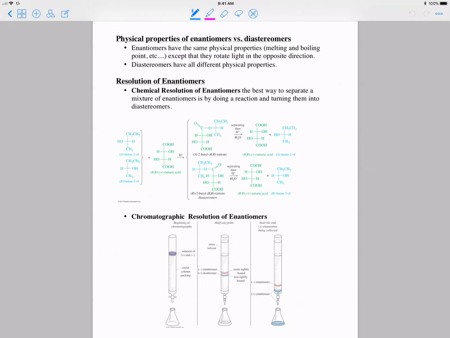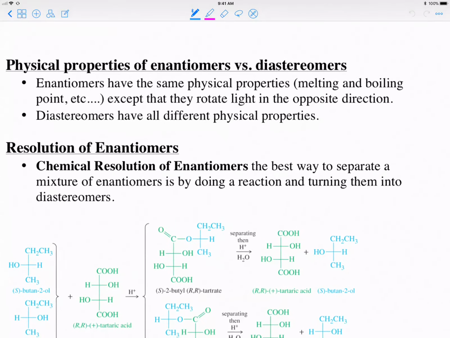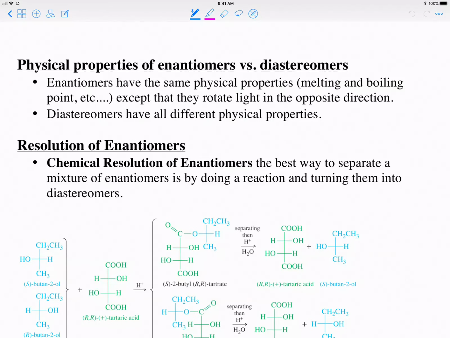Chapter 5, page 12. This is the last page in the chapter notes, so let's go ahead and go over this. Now, we've talked about enantiomers and diastereomers in this chapter, optical activity, chirality, a lot of different topics. But let's get into some of the physical properties of different types of compounds. Physical properties of enantiomers and diastereomers.